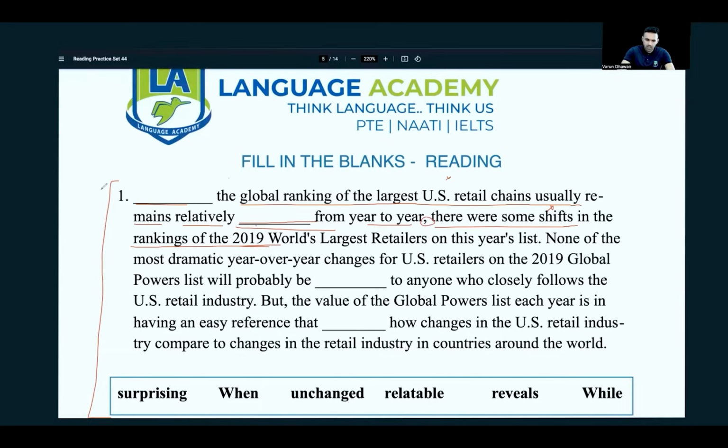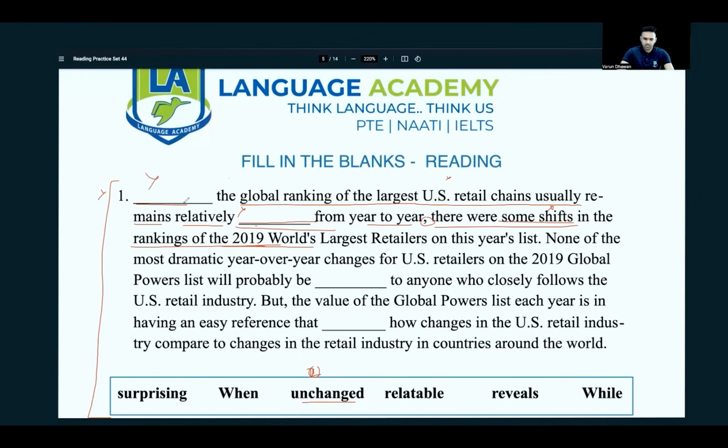So the first sentence has to be the opposite of the second, because there are changes in 2019, we'll have the word unchanged over here. There will be a word which signifies that there were no changes earlier, but there are changes in 2019. Surprising, when, unchanged, relatable, reveals, why. This will be the right answer for blank number two, not first. So how I have solved it, I'm explaining again. Dash, the global rankings of the largest US retail chains usually remains relatively unchanged, means usually they do not change, but in 2019 there were some shifts.